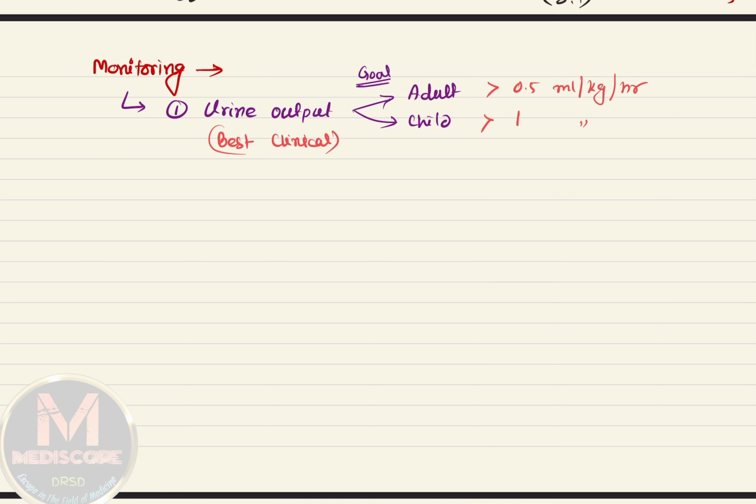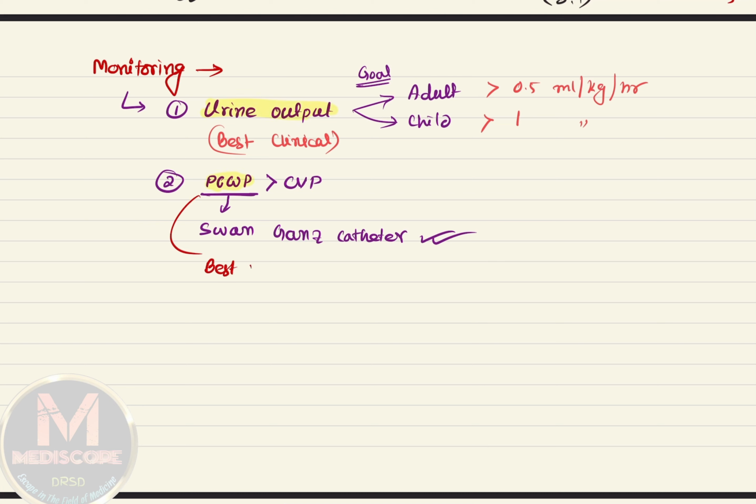Okay, but the best indicator to determine the amount of fluid required in shock is pulmonary capillary wedge pressure, followed by central venous pressure. We use the Swan-Ganz catheter for measurement of the pulmonary capillary wedge pressure. So it is the best indicator to assess the fluid requirement in shock.